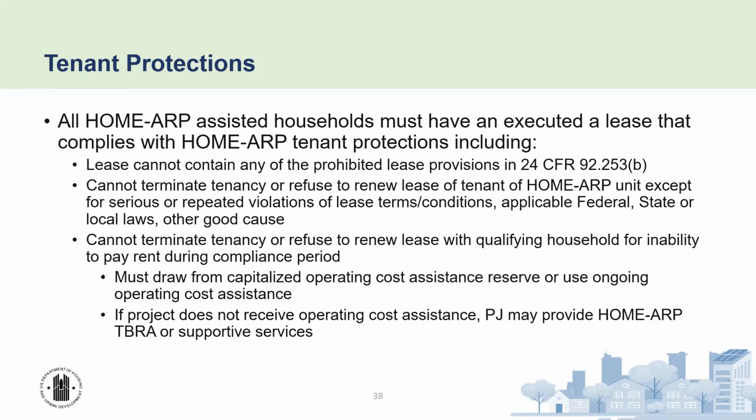So to cover the household's inability to pay rent, the project owner can draw on the capitalized operating costs assistance reserve, or if there isn't a capitalized reserve, the PJ can provide ongoing operating cost assistance or provide HOME-ARP TBRA or supportive services to cover the rent. Next page.